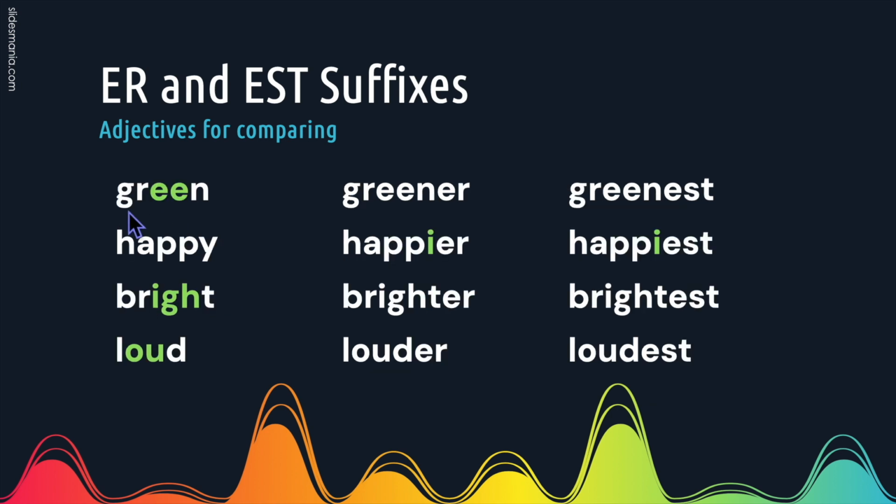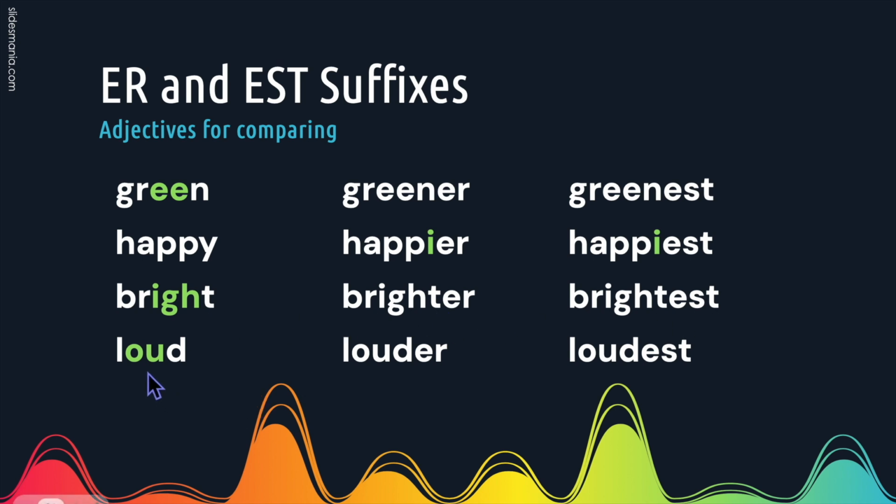EE says E. So here we have green, greener, greenest. Here we have the word happy. Notice that when we add the suffix the Y becomes an I. So here we have happier and happiest. IGH has a long I sound, and the GH is silent. So this is bright, brighter, brightest.